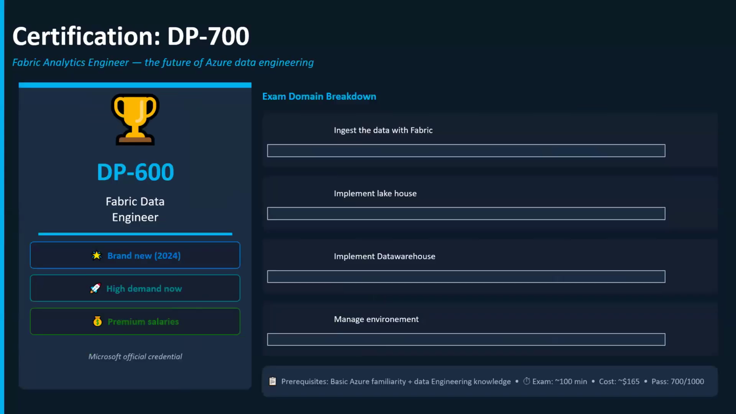Okay, this is 600. Looks like I did not change the heading. Yeah, DP600 Fabric Data Engineer. So this was added very recently. With this, these are all the things that will be analyzed.